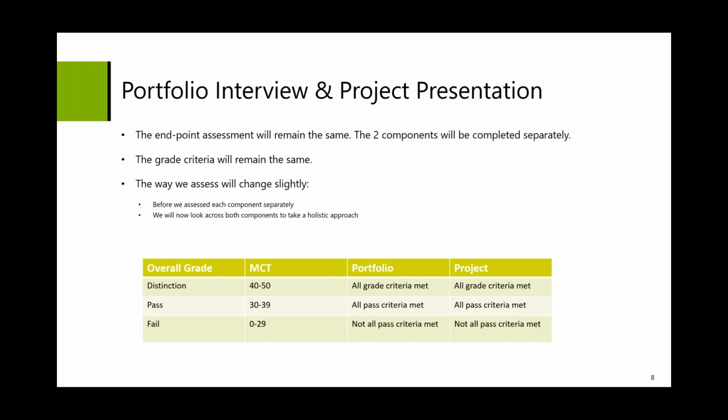To get a pass now, they must achieve a minimum of 30 out of 39 on the multiple choice test, and all pass criteria must be met across the portfolio and project. And a fail would be, for the multiple choice test, 0 to 29, and the portfolio, not all pass criteria met, and for the project, not all pass criteria met.